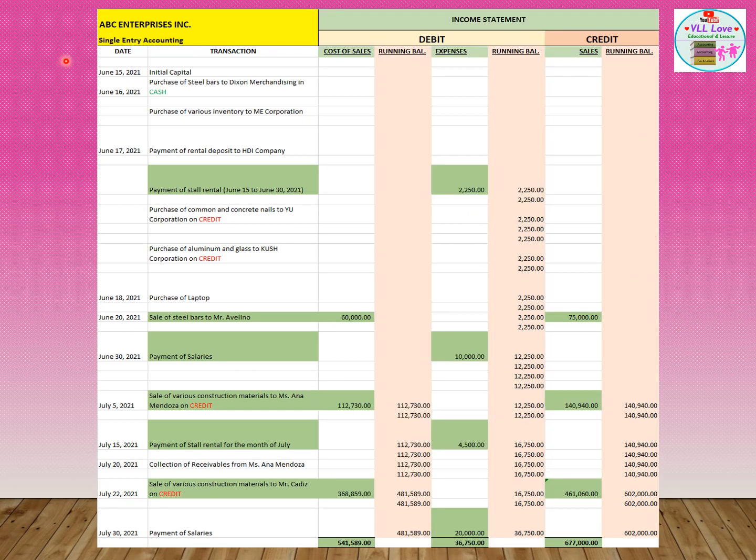In this slide, highlighted in green are the transactions considered in the preparation of the income statement. For example, the stall rental is under the expense account. The sale of steel bars to Mr. Avellino of 60,000: cost of sales and sales are the affected accounts.